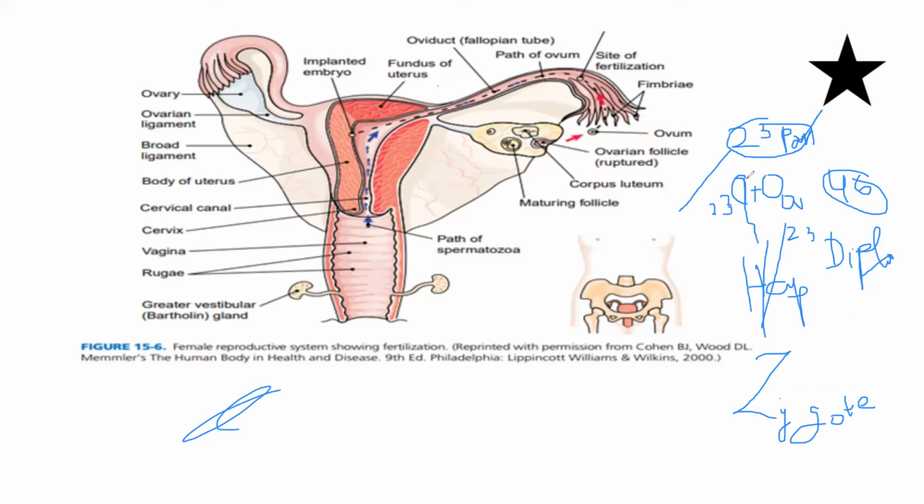Now please listen, this process of meeting of the ovum with the sperm is what we call fertilization. So what is fertilization? It is the process of union of two cells, one from father, one from mother. These two cells join together to make a new cell, the zygote, and this process is called fertilization. So from two cells, we get a single new cell.